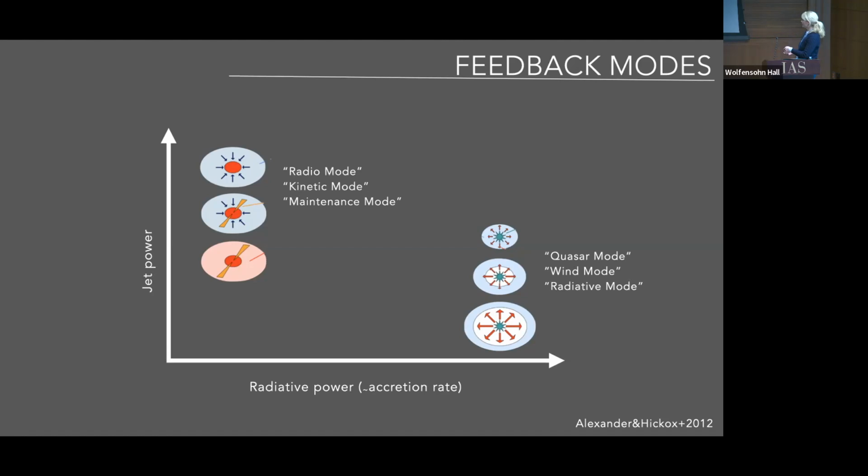So this one mode is often referred to as radio mode, kinetic mode, or maintenance mode feedback, and the other mode as quasar mode, wind mode, and radiative mode feedback. But again, we have this parameter space in between, and there are sources observed where it's not clear which mode dominates or whether maybe both are acting in a way. So please remember that when we talk about feedback and when you read about feedback processes in the literature as well.